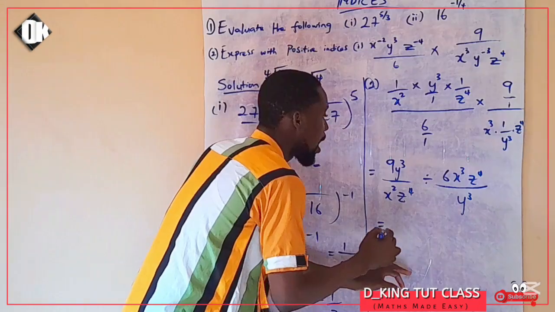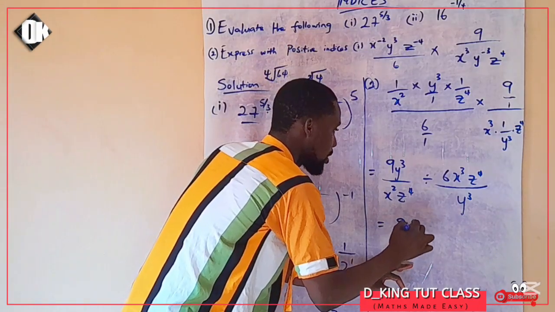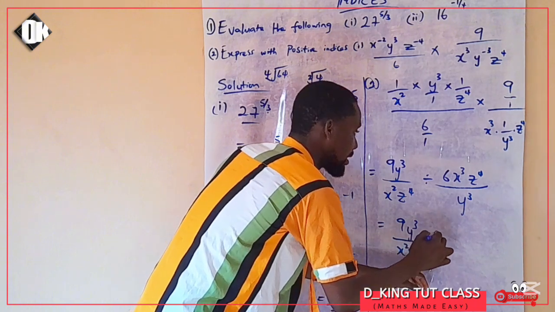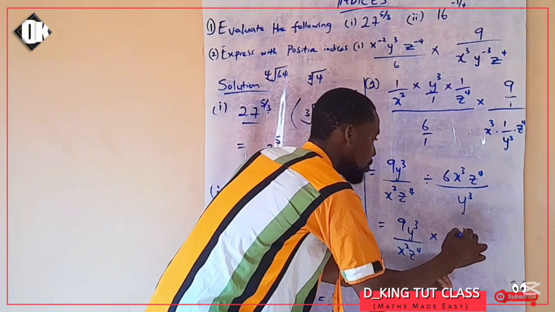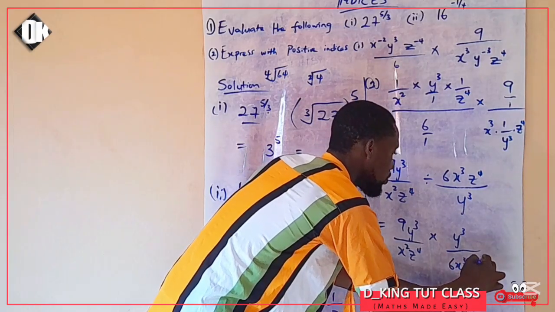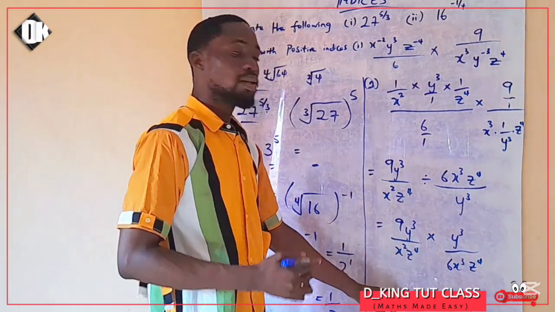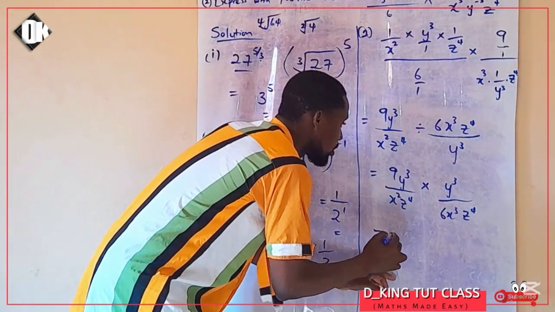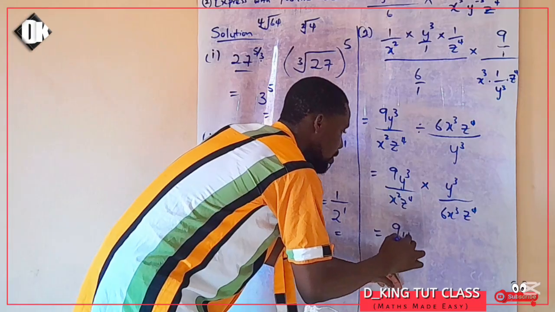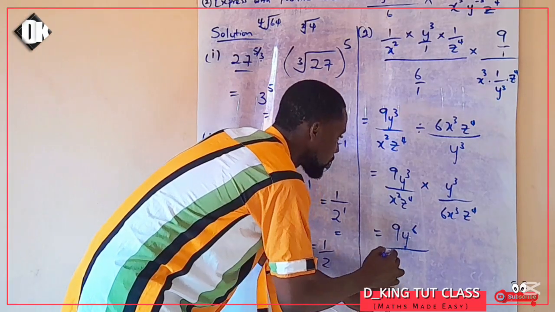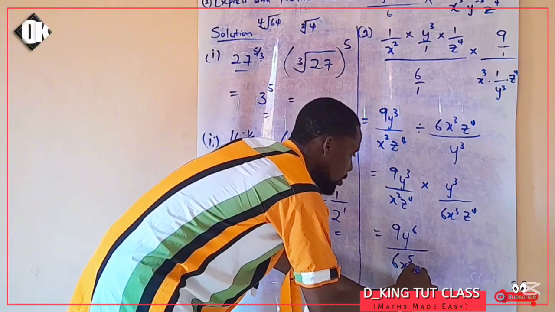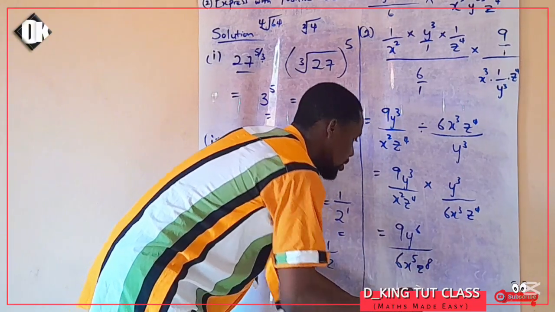Now, finally, I'm going to be having 9y cubed over x squared z4, then times y cubed over 6x cubed z4. Now, leaving me with, in indices, times means addition of powers. I'm going to have 9y raised to power 6 over 6x raised to power 5 z raised to power 8. Then this should be my final answer.